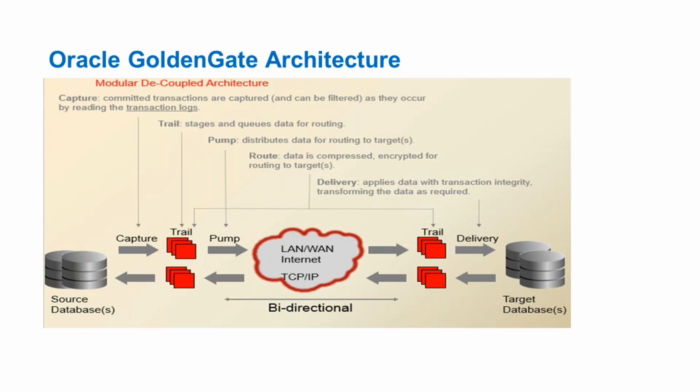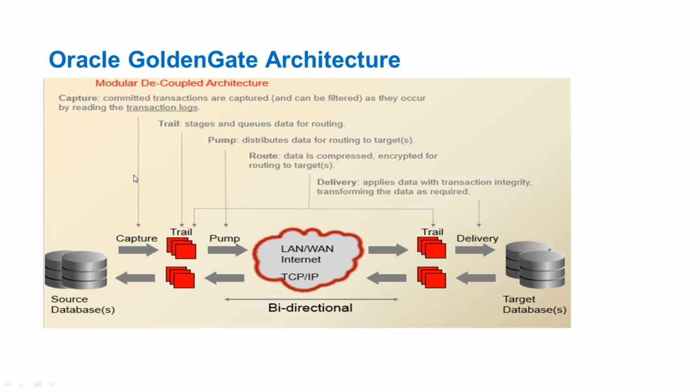Once the data becomes available in the local trail, the data pump process reads the data from the local trail, sends it over the TCP/IP network, and writes it to the remote trail file on the target machine. So you have the capture process capturing the data from the source database and writing to the local trail. The pump process reads the data from the local trail, sends it over the TCP/IP network, and writes it to the remote trail on the target. Once the data becomes available in the remote trail, the Golden Gate delivery process, which is also called the replicate process, reads the data out of the remote trail and applies it to the target database.